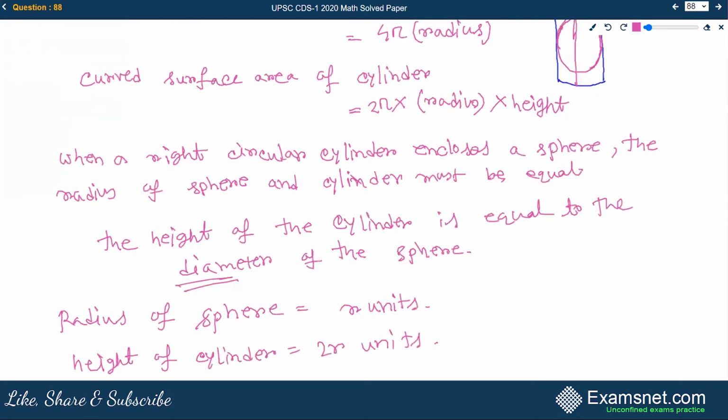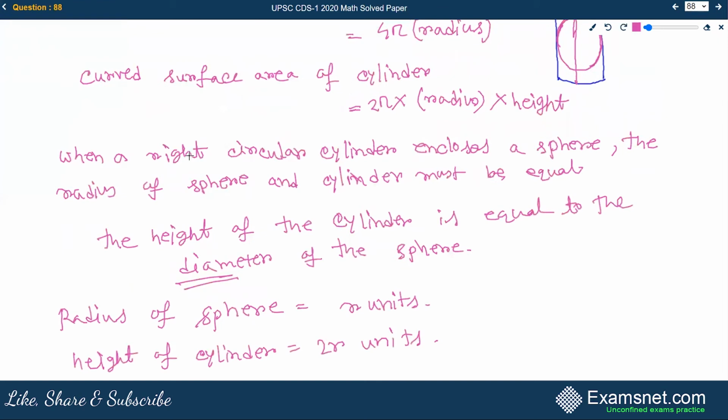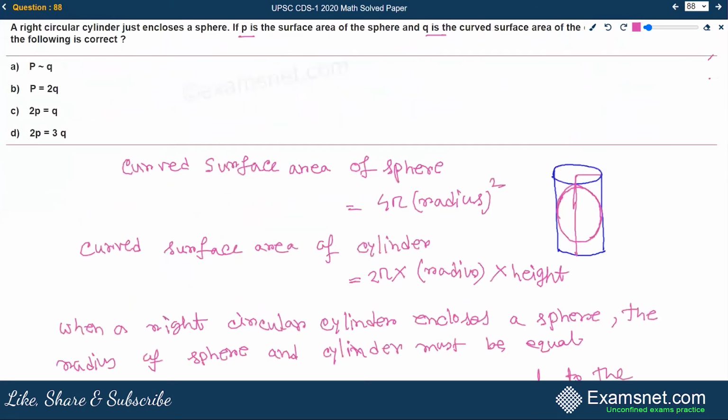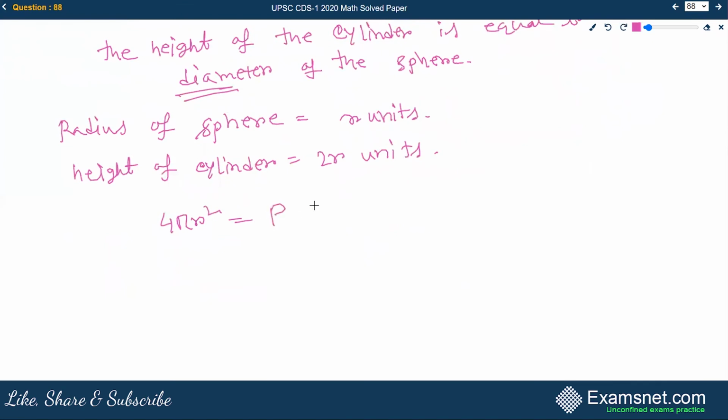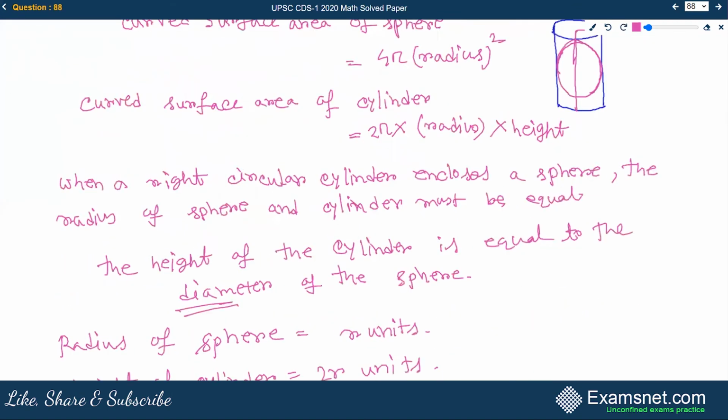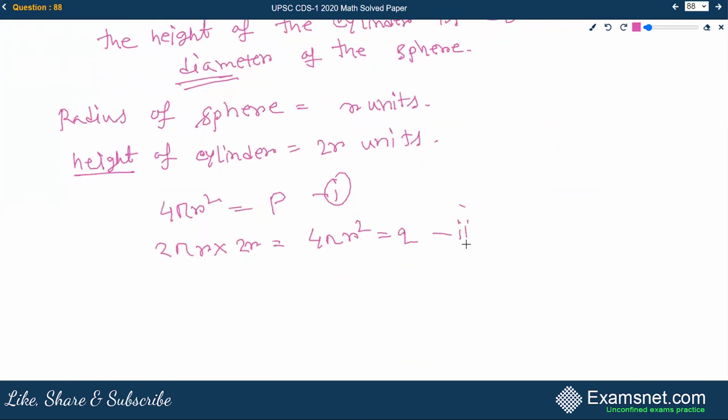Now let's use these formulas here. Curved surface area of a sphere, that is 4 pi r square. So here 4 pi r square equals P. P is the curved surface area for the sphere. Okay, let's name it 1. And curved surface area for the cylinder is 2 pi r h, where height is 2r again. So that means it will become 4 pi r square. This is the curved surface area for the cylinder, that equals Q. Let's name it equation number 2.